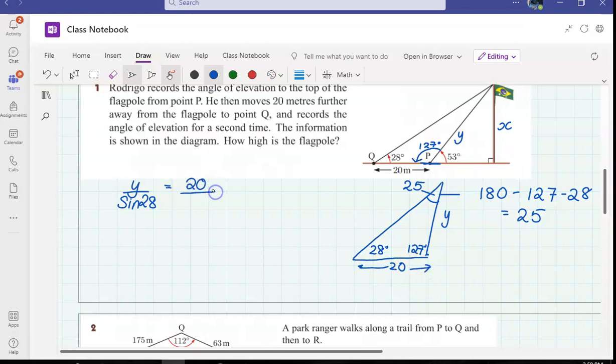Now be careful. If you say 20 over 25, you're going to be in strife because I know you meant sine. I know what you meant. That's okay. Therefore, how do I get rid of that? Divide by sine 28. We're going 2 times.